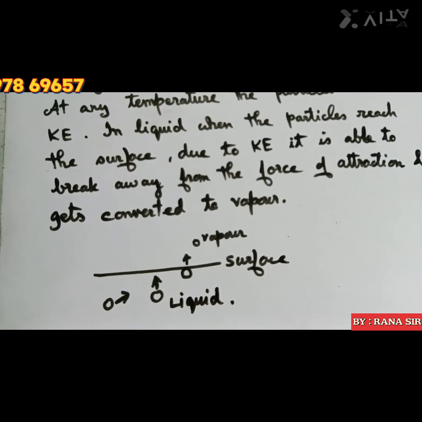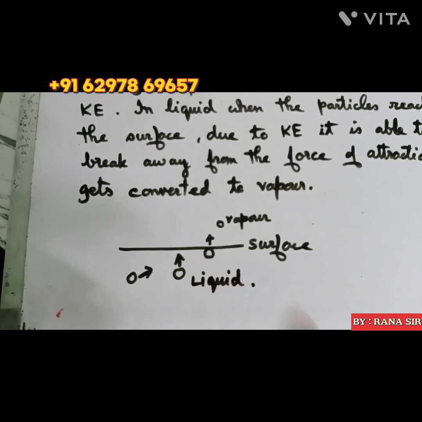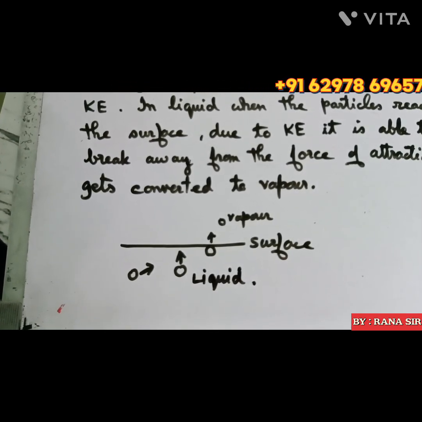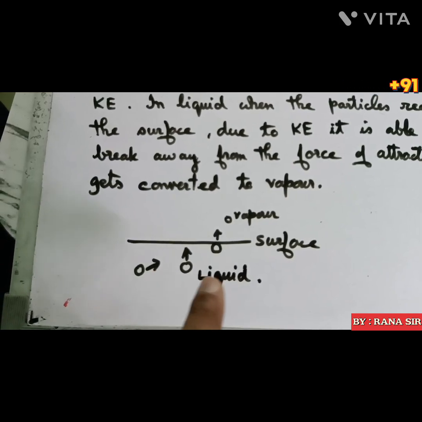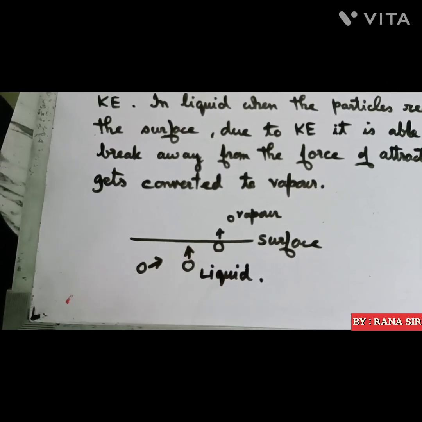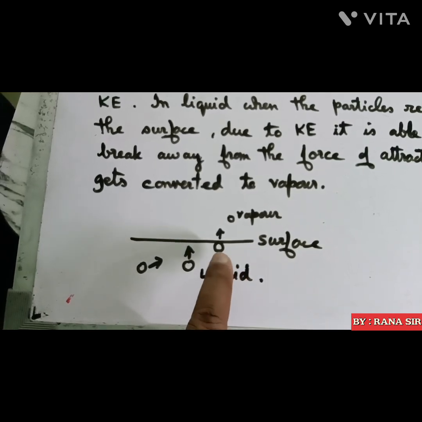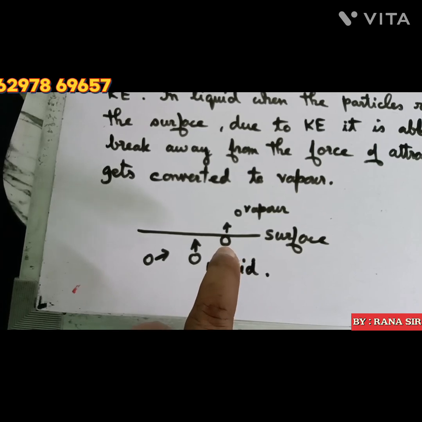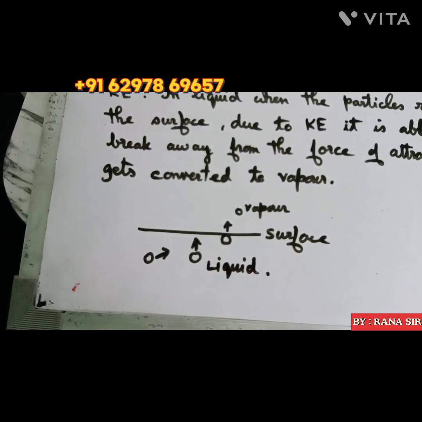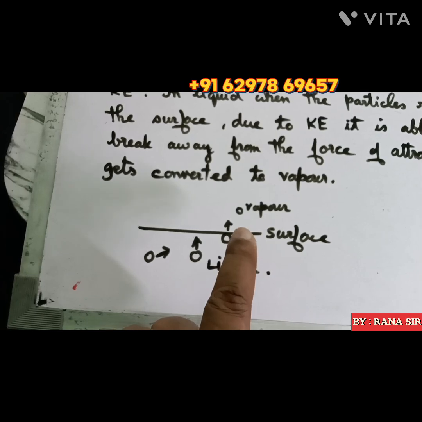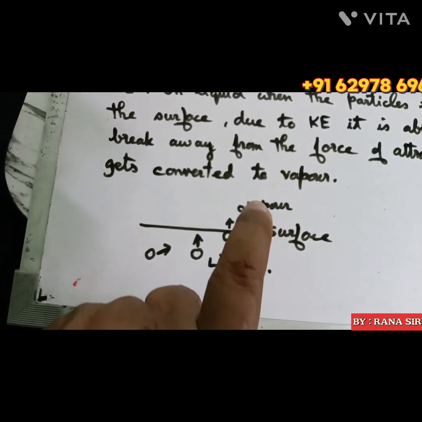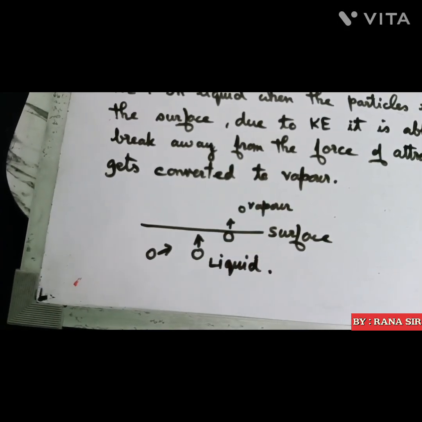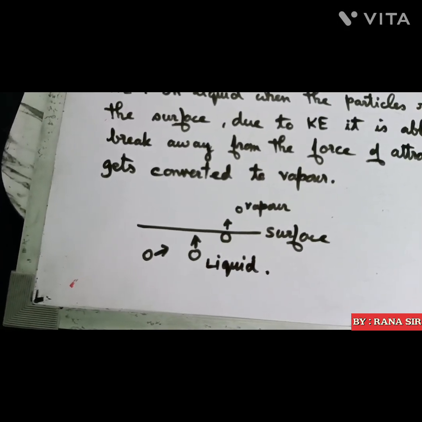Let's understand with the help of a diagram. Suppose this is the surface, water surface. These are water particles. At a temperature, it has acquired kinetic energy and is moving. So when this particle reaches the surface, it has acquired KE, and with that force, it's able to break from the force of attraction of this liquid and becomes vapor. So from liquid state, it becomes vapor state without any additional heat.